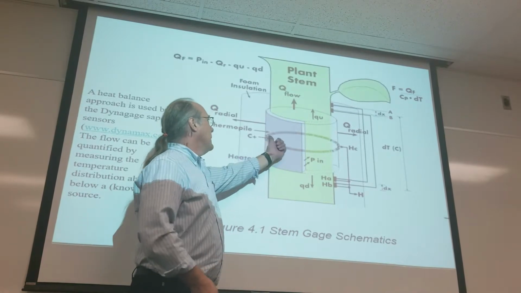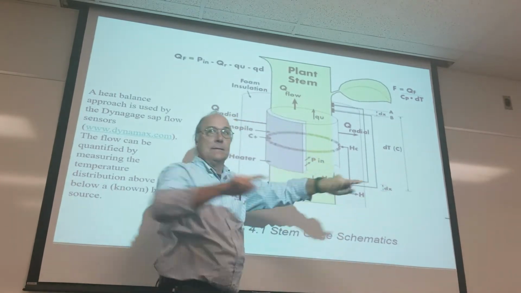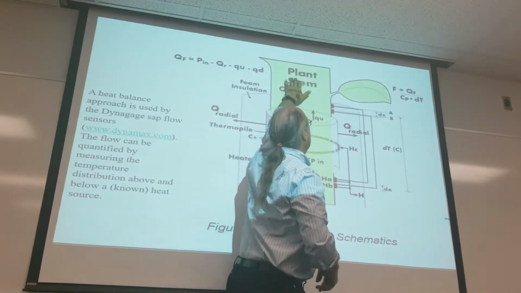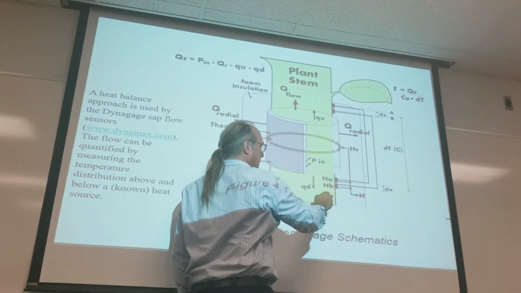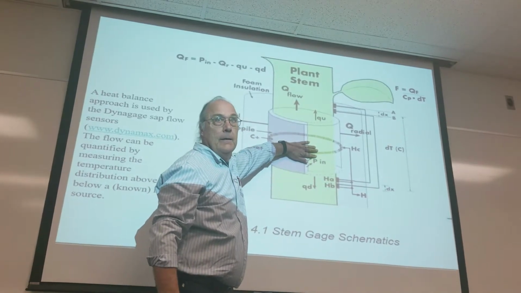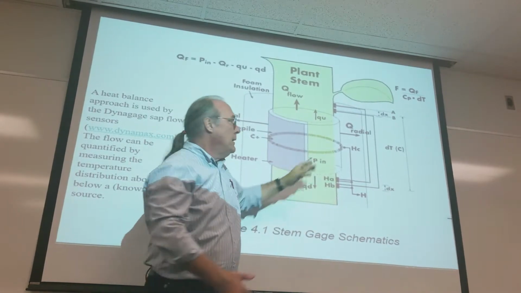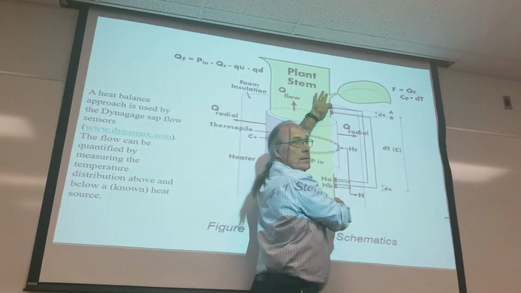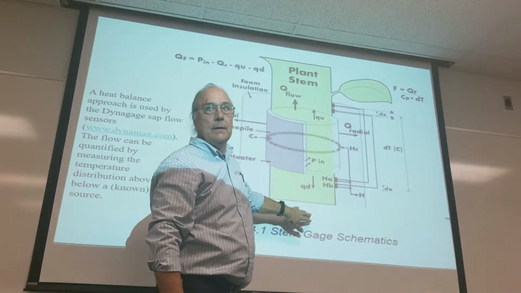Some of it is dispersed radially out the sides of this heater to the atmosphere. Some of it goes down the stem like this, and some of that heat goes up the stem. And if you measure the temperature profile of the stem, above and below where you're putting this heat in, if there's no water flowing through the stem, you get, let's say, similar temperature distribution above and below this heat, right? If the thermal conductivity of the system is constant.